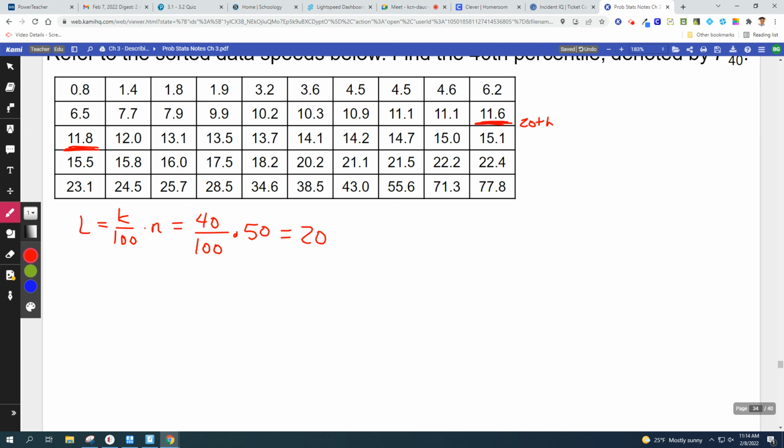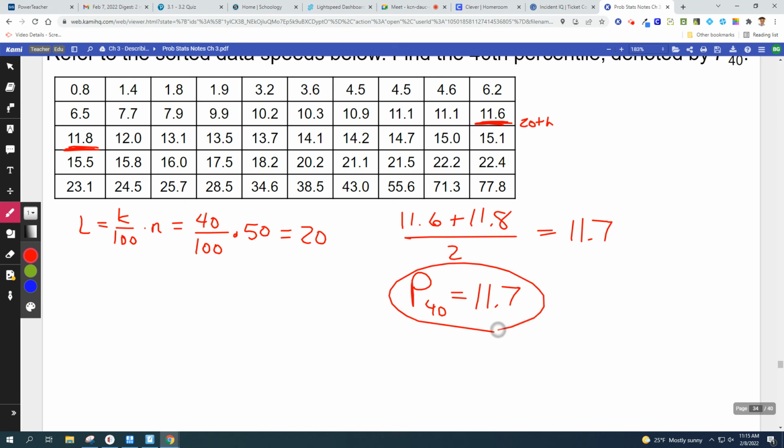And so this is not quite what you thought. You were expecting the answer to be 11.8. The answer is actually going to be 11.6 plus 11.8 over 2. That's pretty easy to do in your head. You're just finding the middle of two numbers. And that's 11.7. So P40 is 11.7.